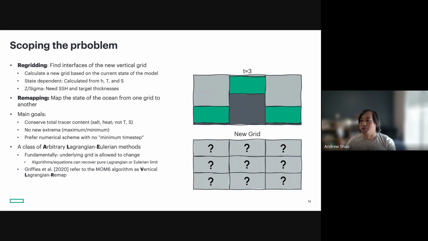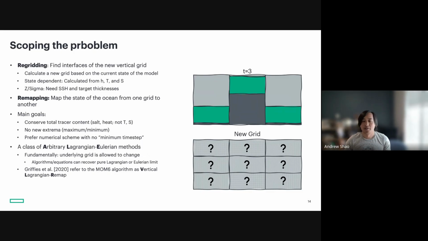Two, we should not make any new extrema, right? And so that means that there should not be a new maximum or a new minimum that gets created. So for example, especially for tracers like salinity, which are always positive quantities, it would be very undesirable if our numerical algorithm gave us something like -5 salinity units. That just makes absolutely no sense. And then we also prefer a numerical scheme that has no minimum time step, which is one of the problems that traditional numerical schemes that look at this kind of problem actually do have.